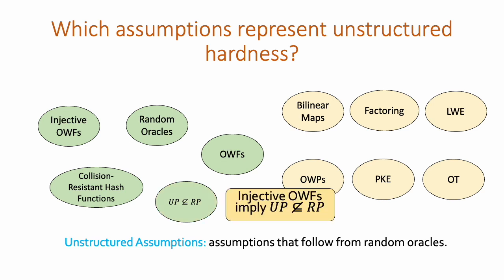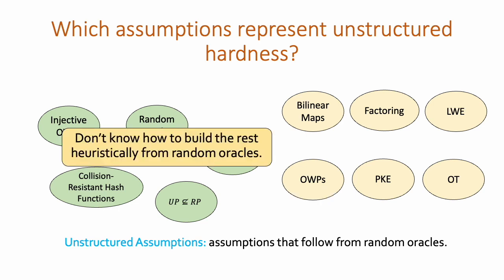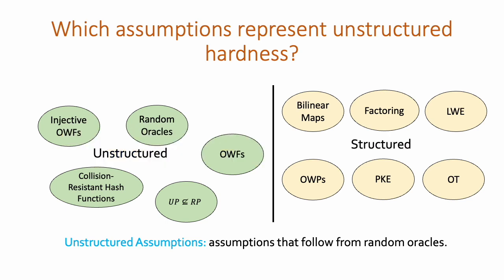Further, in complexity theory, injective one-way functions imply that UP is not contained in the randomized polynomial time complexity class, where UP is a subclass of NP with unique witnesses. On the other hand, the remaining objects on the screen are either specific mathematical structures like LWE, factoring, and bilinear maps, or are structured cryptographic primitives like one-way permutations, PKE, and OT that cannot be built from a random function. Hence, we create this reasonable partition between unstructured and structured objects.